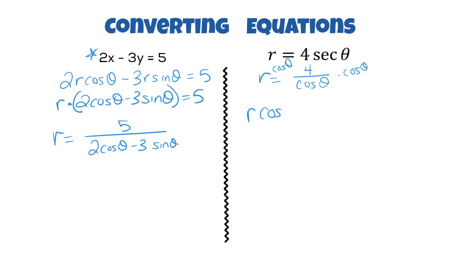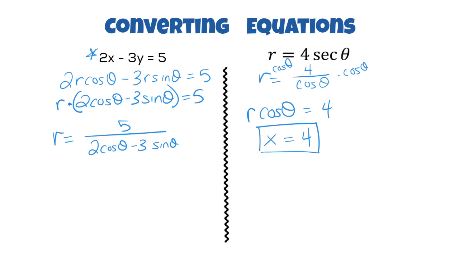So then what I have is r cosine theta equals 4. So that's a better scenario. I'm using cosine instead of secant. I don't have fractions. And I'm hoping that soon you will look at that and say, well, heck, r cosine theta, isn't r cosine theta just x? And all of a sudden, you have that converted. This is a vertical line.